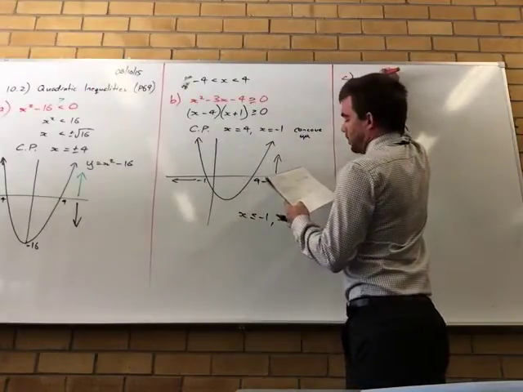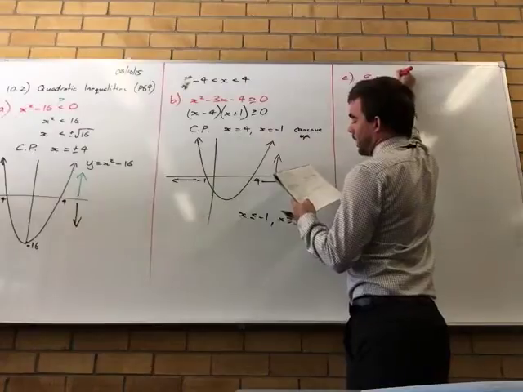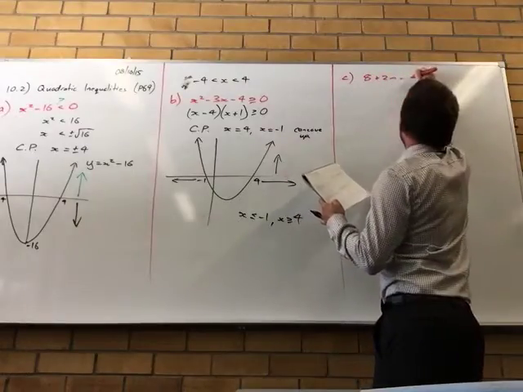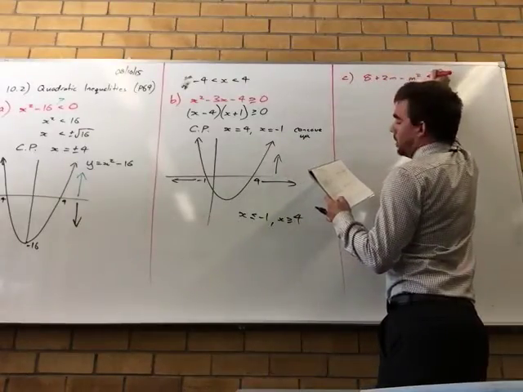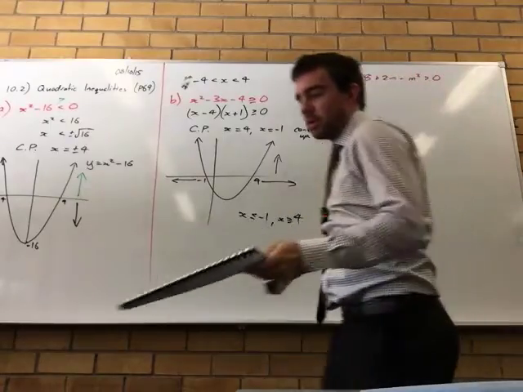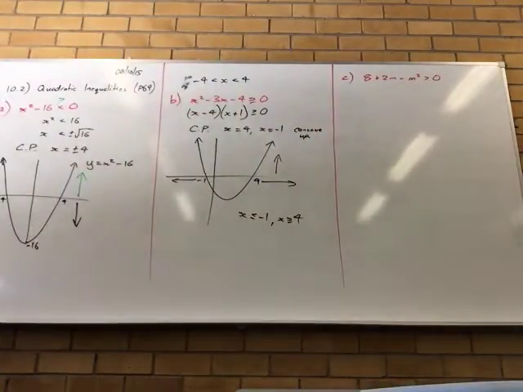Right, 8 plus 2m, take away m squared, which is greater than 0. So, a little bit different in a couple of regards here.